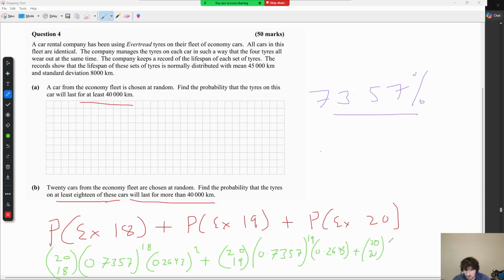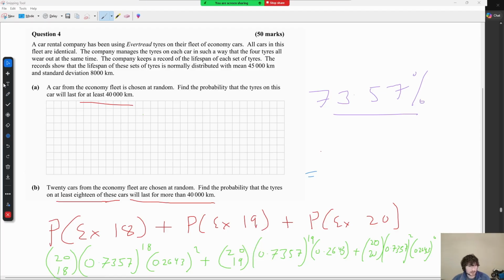20 choose 20 times 0.7357 to the power 20, and then it's this thing to the power 0. I've run out of space. I'll write it in though for the sake of it. 6, 4, 3. Okay. Great. So you add all that up and you'll get your answer. I'm obviously going to pause the video and get you an answer for that. I'm typing it in myself into the calculator. Okay, so let me pause.